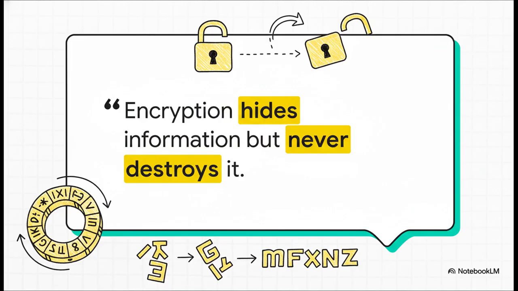The whole process has to be reversible. Your friend has to be able to use the key to unshuffle the letters or turn the decoder ring back to the starting point. This means encryption only hides information. It never, ever destroys it.